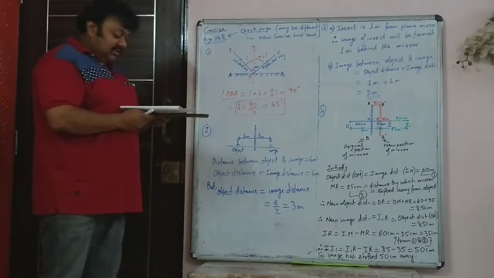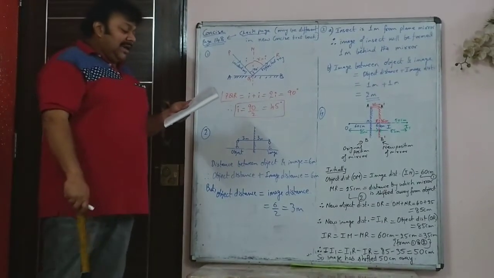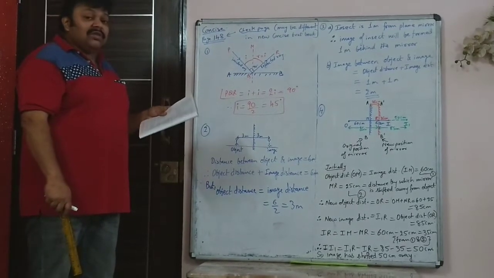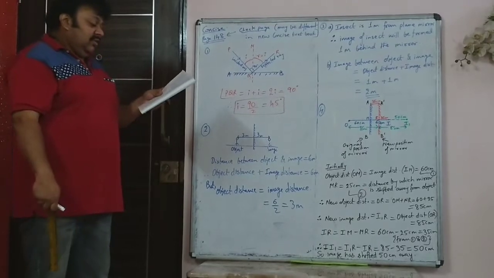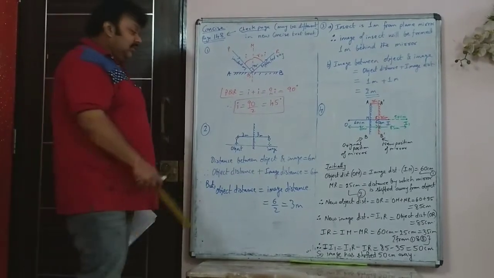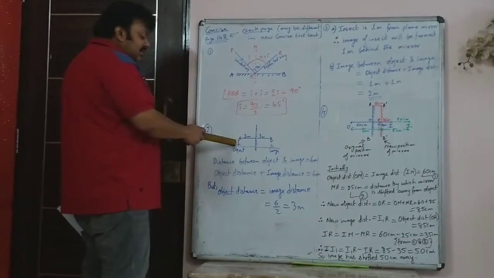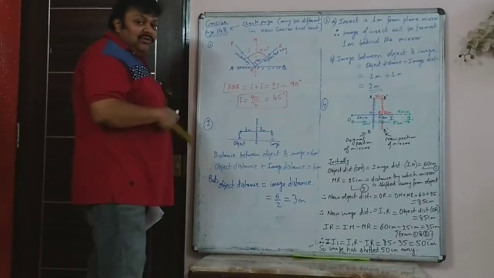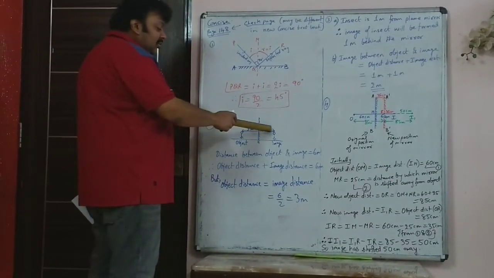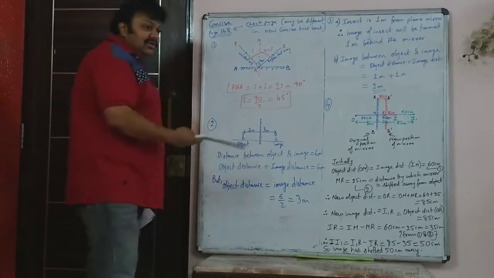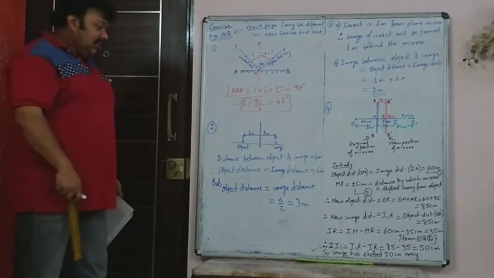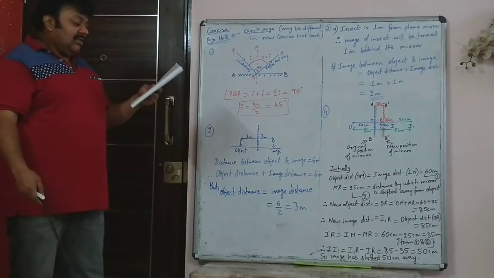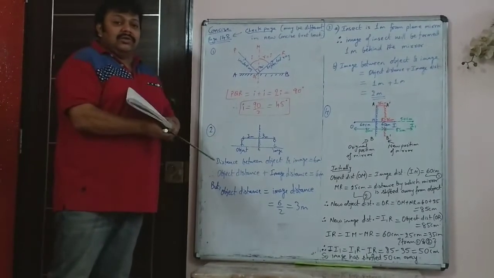Then the second numerical says, a man standing in front of a plane mirror finds his image at a distance of 6 meters from himself. What is the distance of the man from the mirror? So the image is at a distance of 6 meters from the man. You have to use the logic of plane mirror, that is object distance is equal to image distance. So both of them will be 6 upon 2, that is 3 meters. So the distance of the man from the mirror is 3 meters.